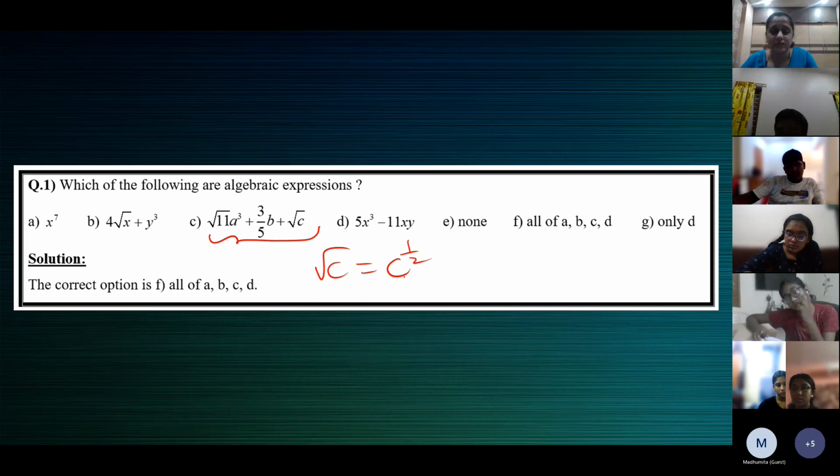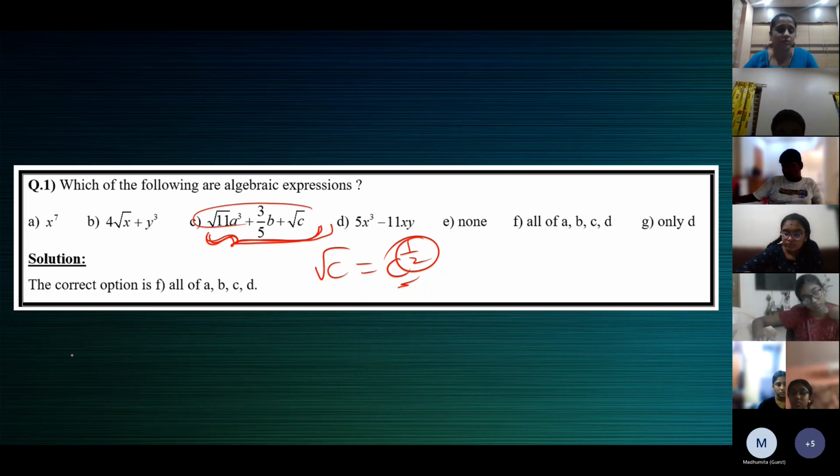So the power of the variable C is not a whole number. So this one is an algebraic expression. This expression is an algebraic expression, but not a polynomial.